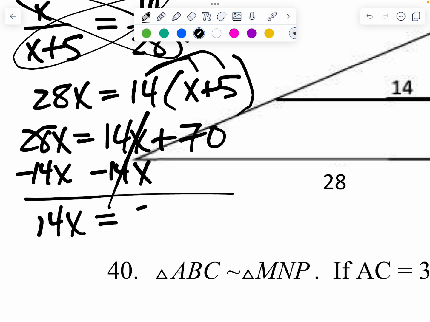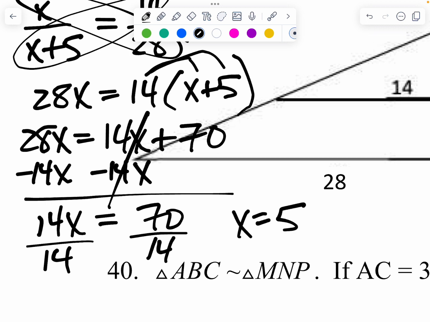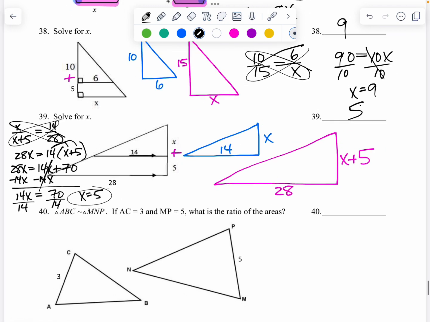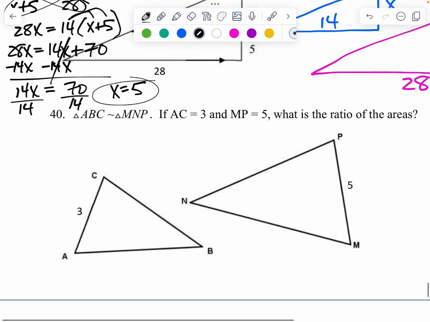And now I have 70 over here. And to get x by itself, you divide both sides by 14. This is just algebra, friends and family. And I got x equals 5. Okay, great. I have one left. I'm going to do the highlighter thing again.